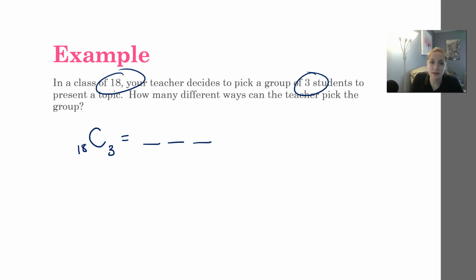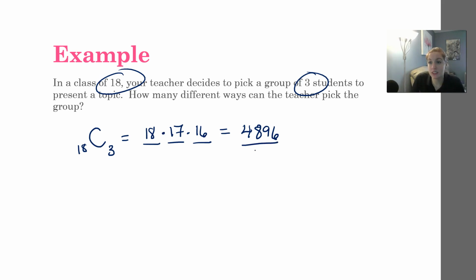So again, we start off the same way we did with permutations. There's 3 spots. How many choices for the first one? 18. Second one is 17, and the last one is 16. Remember, they're decreasing each time because Johnny can't be in the group twice, right? Once he's in the group, he's in the group. He doesn't get to go back into the pool. So 18 times 17 times 16, 4,896.